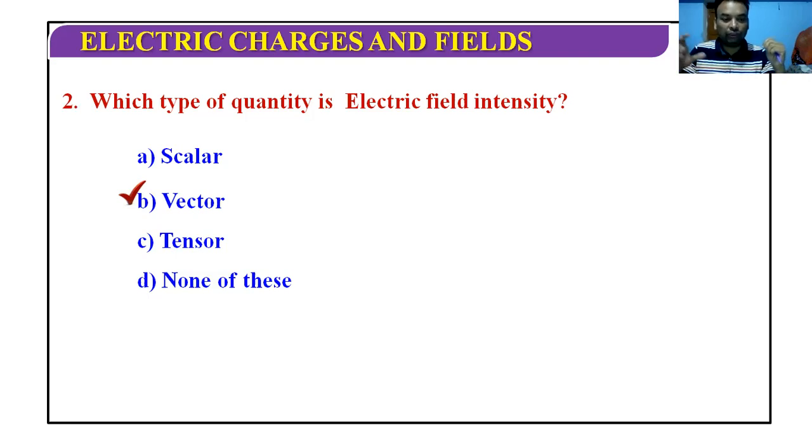So in a tensor we have three terms. First is the magnitude, second is the direction, and third is the plane. That is, in which plane the pressure is: the XY plane, the YZ plane, or the XZ plane. So three terms are used.